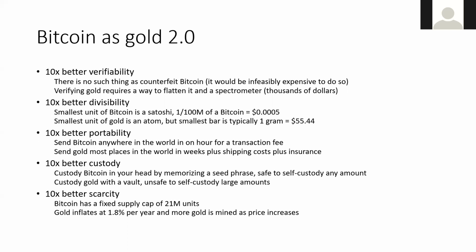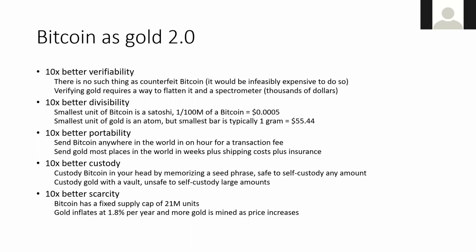So even though the smallest unit of gold is an atom, it's not really reasonable to count atoms, but it is easy to set Bitcoin at arbitrary levels of precision. There's better portability. Send Bitcoin anywhere in the world for a transaction fee and wait an hour for the blocks to confirm so your transaction doesn't get orphaned or reversed. For gold, you have to mail it, you have to pay for insurance, you have to wait weeks.